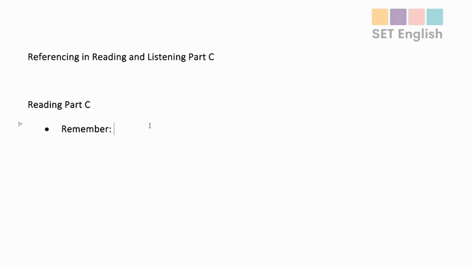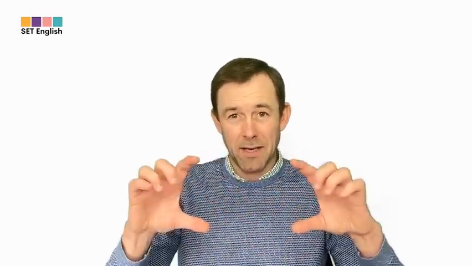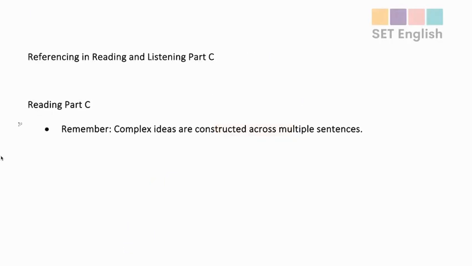Remember that in reading part C, in each paragraph, complex ideas are constructed across multiple sentences. Okay? Complex ideas are constructed across multiple sentences. So in a paragraph, they have sentence 1, sentence 2, sentence 3, sentence 4, and they'll be talking about what's happened in the previous sentences. So how do they do that? Well, they use referencing. All right? Let me give you some examples.